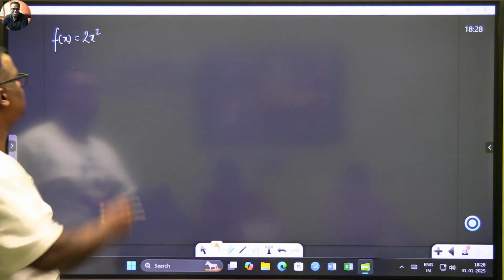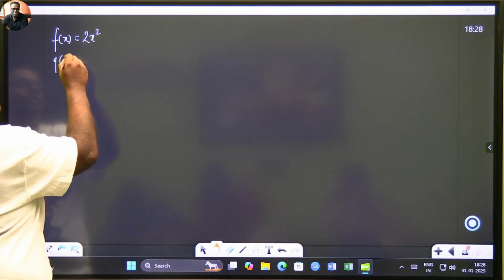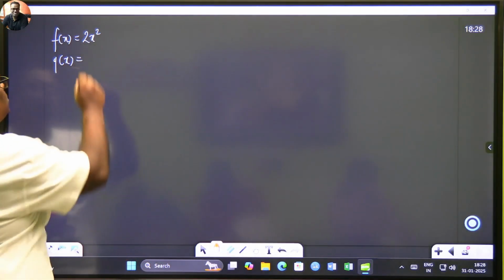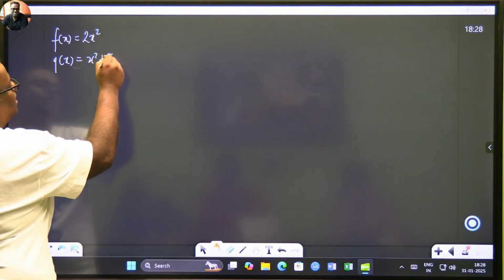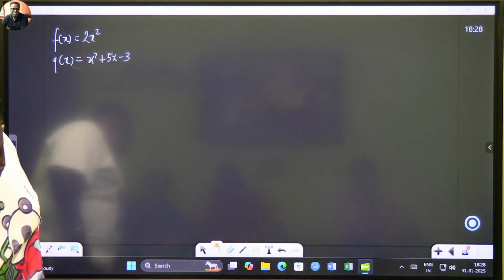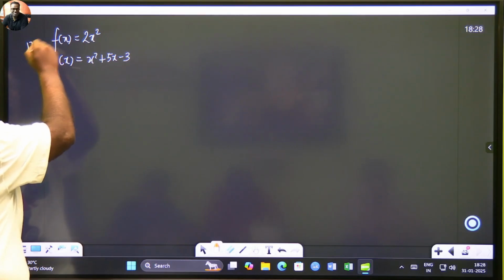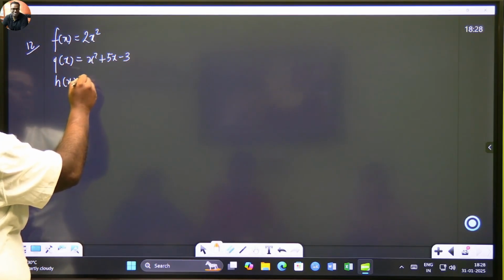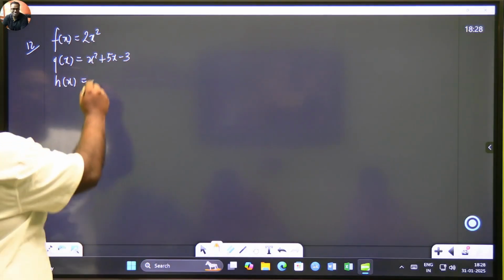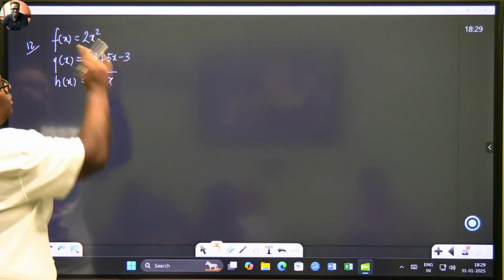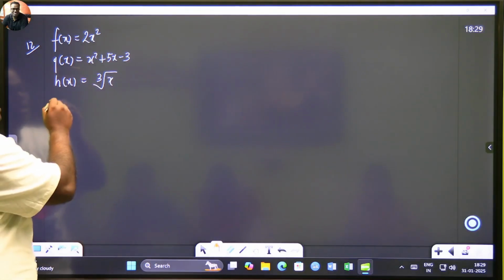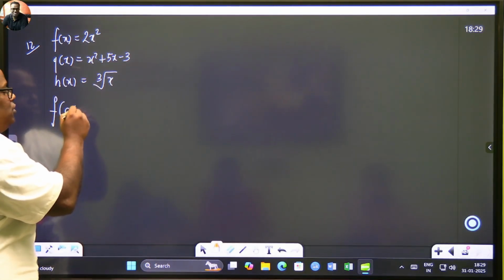Then g of x is equal to x square plus 5x minus 3. Don't get excited, we will do it slowly. Okay, this is problem number 12. And we have an h of x function also, which is given as cube root of x. Three functions have been defined to us. Okay? We have been asked to find out what is f of g of 2.